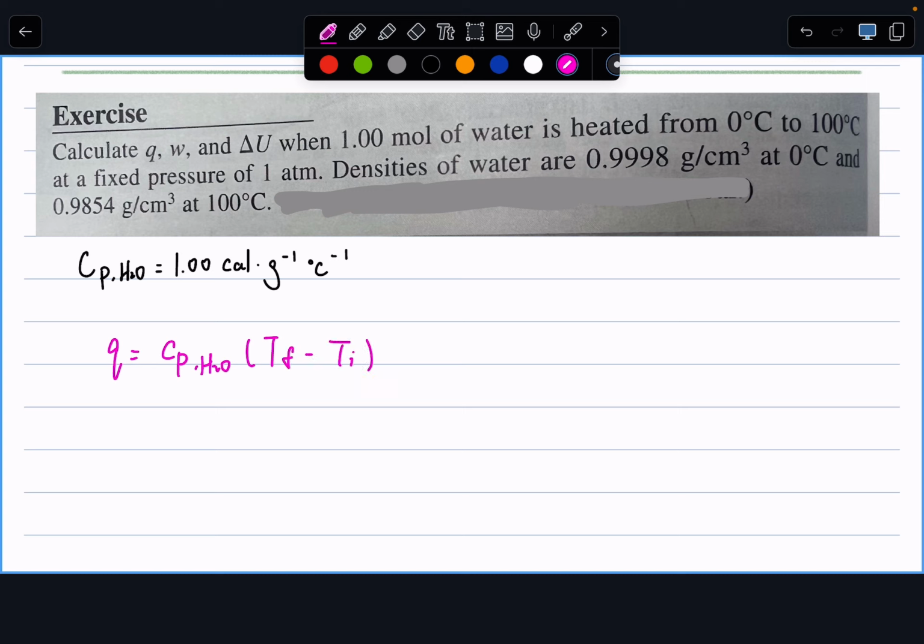And at the same time, we have a way to calculate work. That equals negative ∫PdV from V1 to V2. We don't know V, but we have mass and also densities of water. And you can calculate both heat and also work. And adding them together, we have a way to calculate ΔU. So I leave the algebra to you.